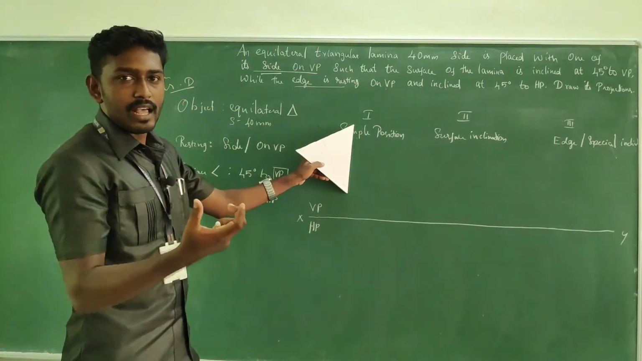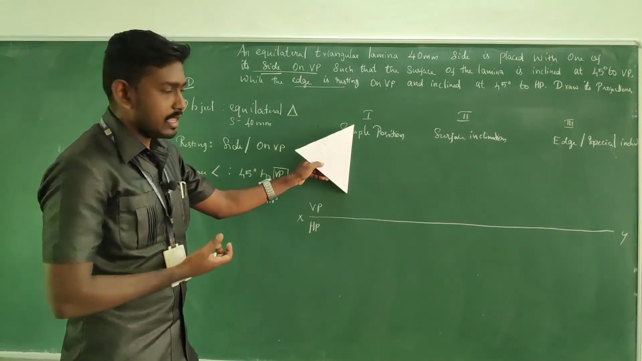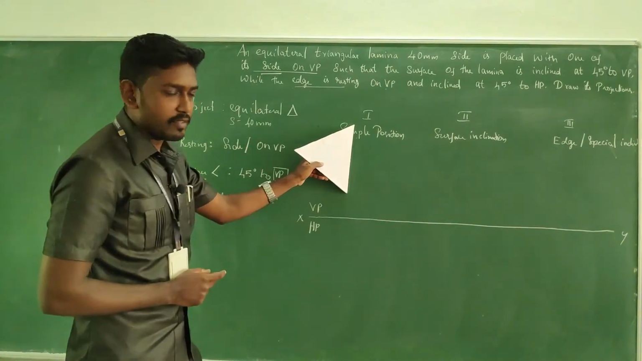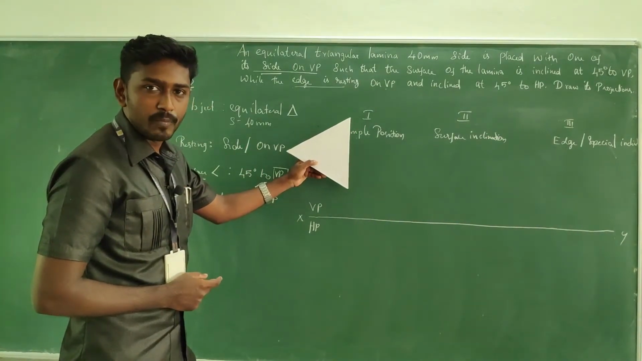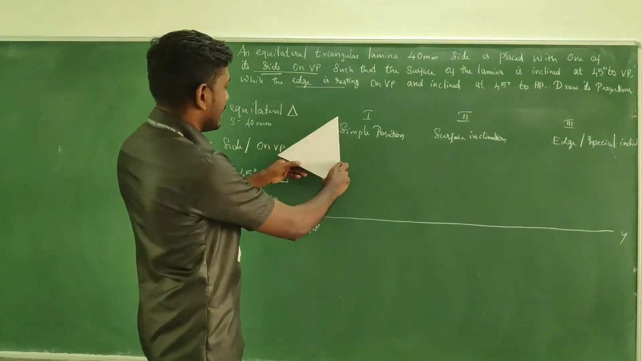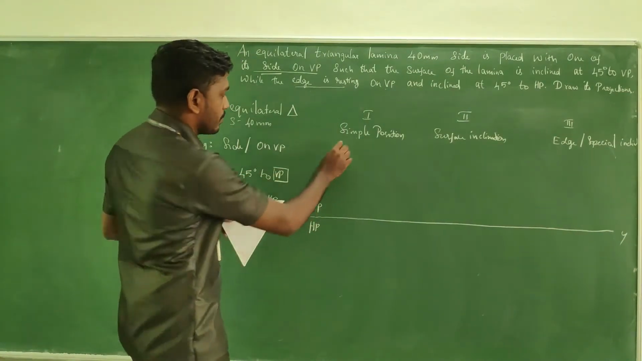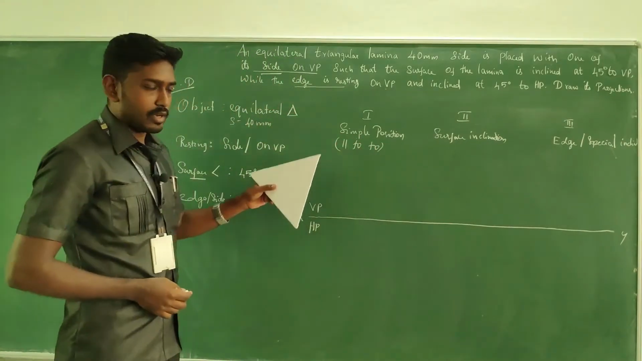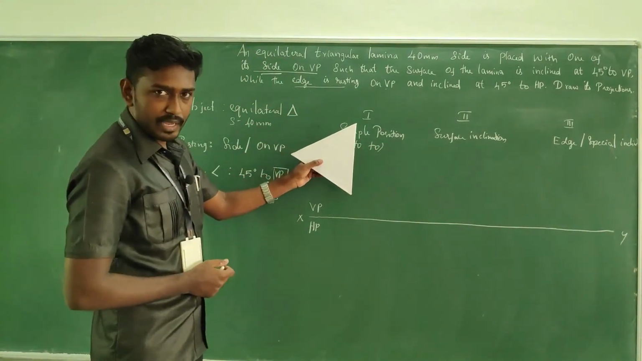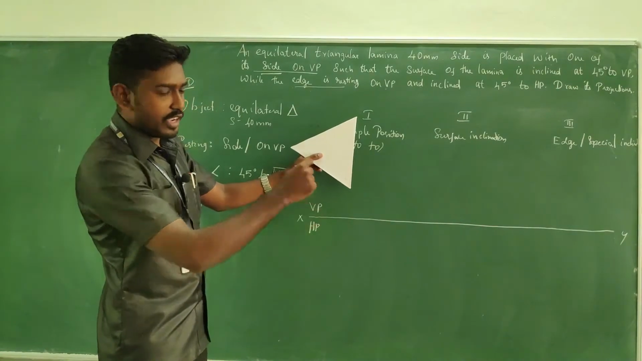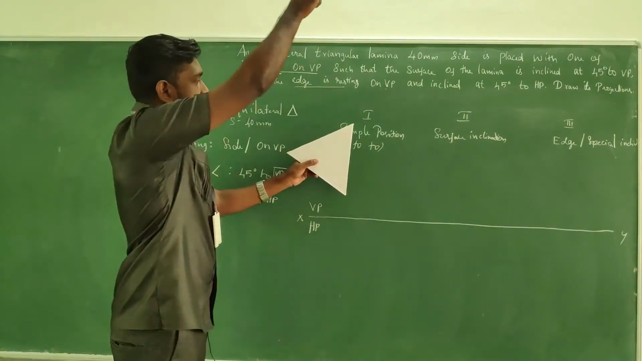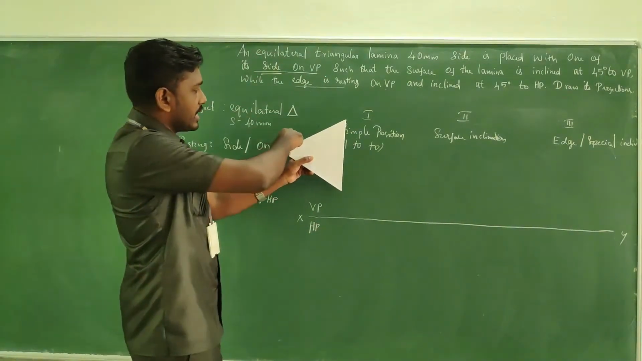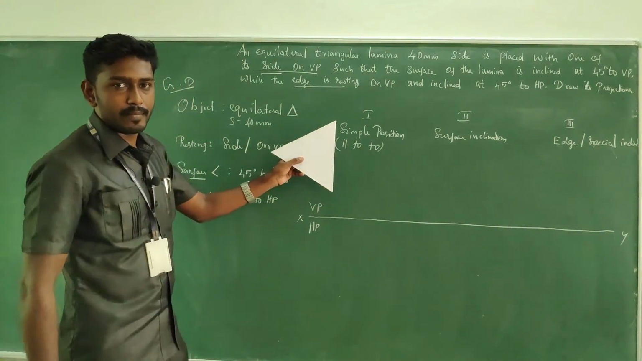So what assumption do we take? Since it is inclined to VP, we take it parallel to VP. We are going to take that assumption. When it is taken parallel to VP, in the front view we can see the true shape, and in the top view we can see a straight line.